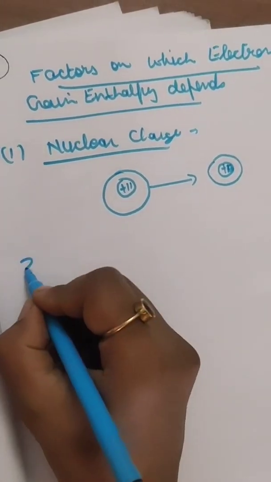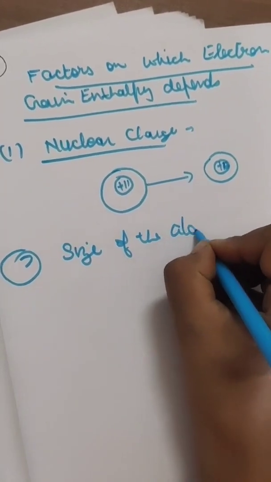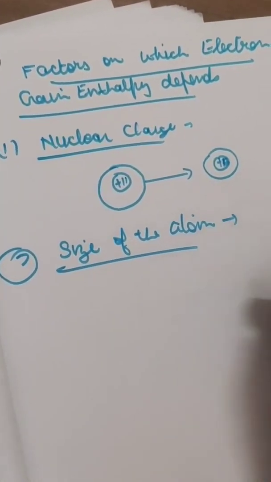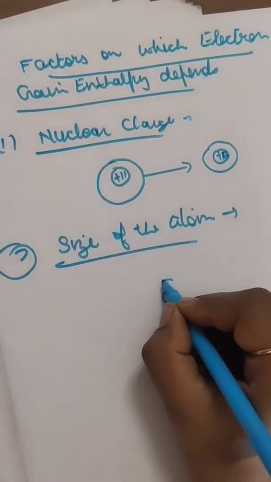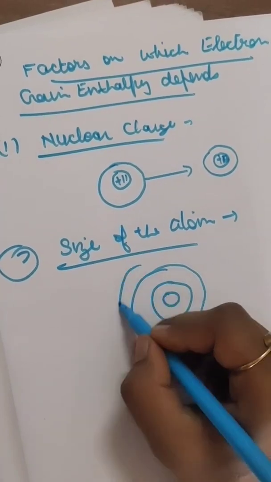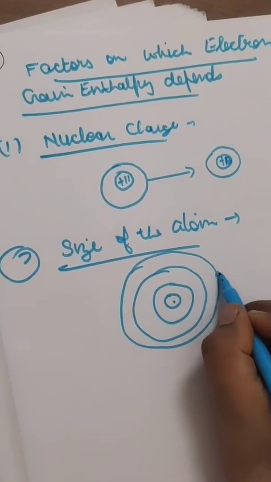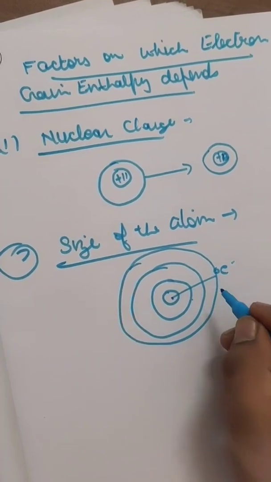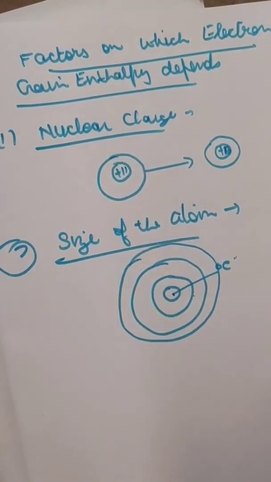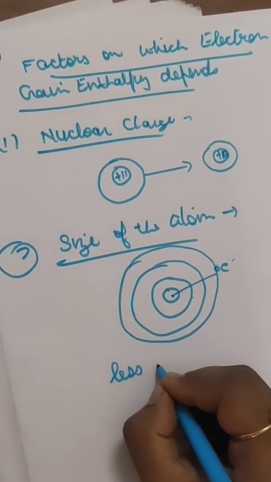Okay, so next is the size of the atom. When the size of the atom becomes very large, this is the nucleus, and this is the incoming electron, the distance will become more, so it will result in a lesser attraction. When the attraction is lesser, the electron gain enthalpy will naturally become less negative.